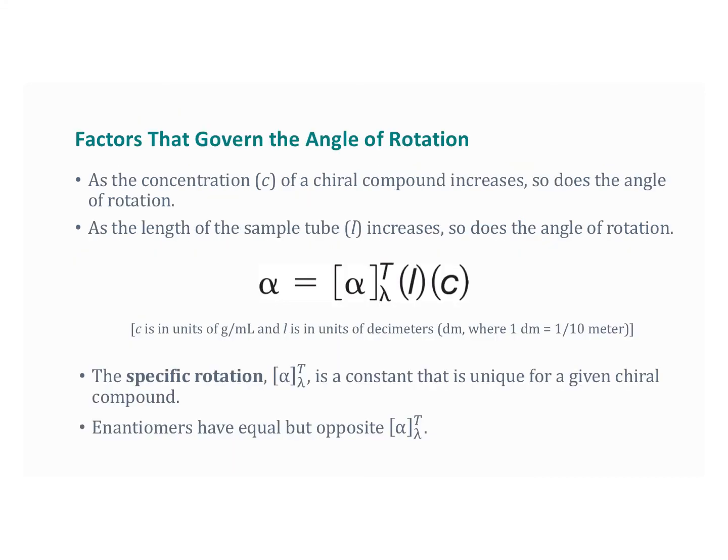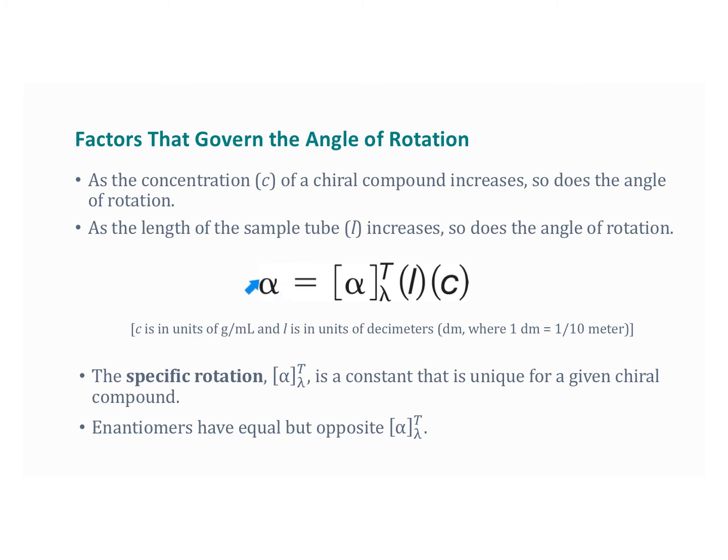Now, there are some factors that can govern the angle of rotation. And so what we, of course, are interested in is the specific rotation, right? One of the things that we know is that as the concentration of a chiral compound increases, so does the angle of rotation. And as the length of the sample increases, so does the angle of rotation. So the concentration and the sample tube are going to influence this.